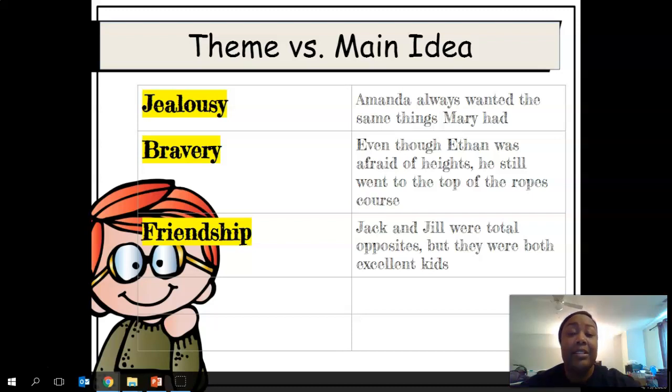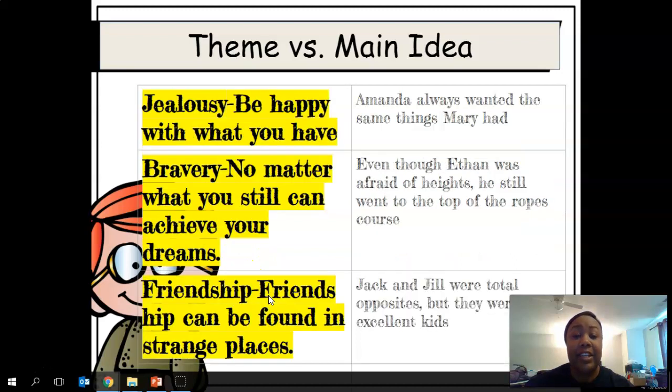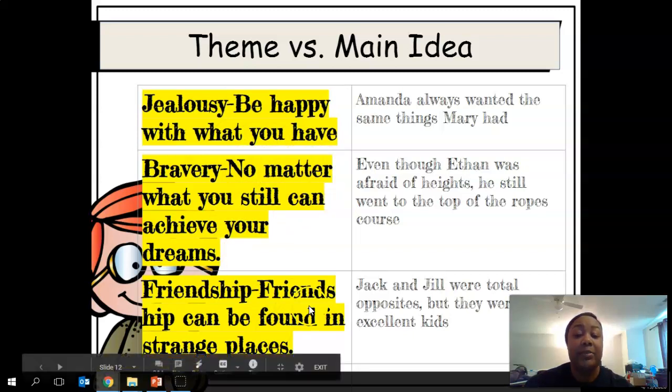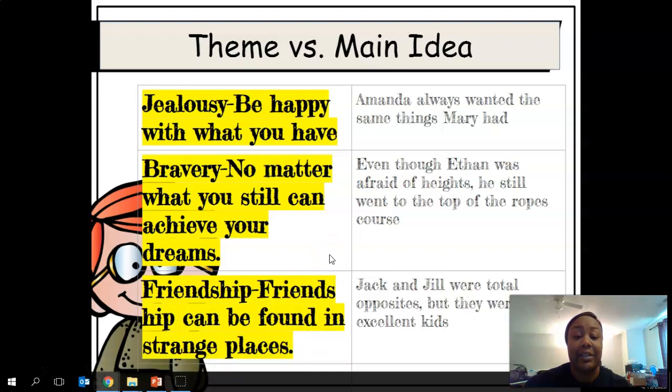Now, I'm taking my topics here, jealousy, bravery, and friendship, and I'm going to identify my theme. Jealousy: be happy with what you have. Bravery: no matter what, you still can achieve your dreams. Friendship: friendship can be found in strange places. So remember, it's not a one word topic, that's a topic. I use my topic to help me figure out the theme of the story.